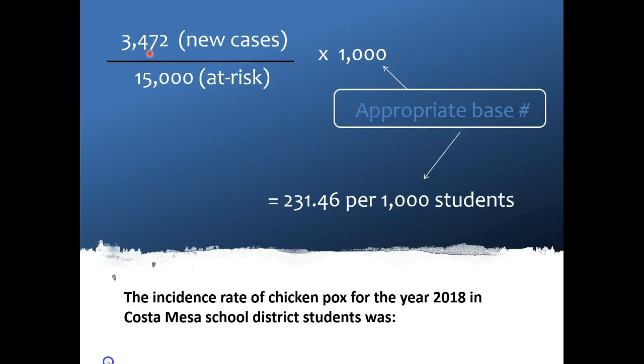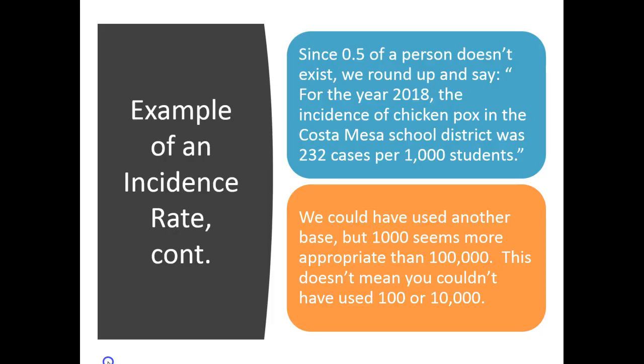To calculate, we take 3,472, the new cases, divided by the at-risk, which is 15,000, and because this is a smaller population, I'm going to choose 1,000 as my base. So this divided by this times this equals 231.46 per 1,000 students. Another bit of information: since half a person doesn't exist, we're going to round up. So with incident rate, you always round up. So what we would say is for this year, the incidence of chickenpox in the Costa Mesa School District was 232 cases per 1,000 students.